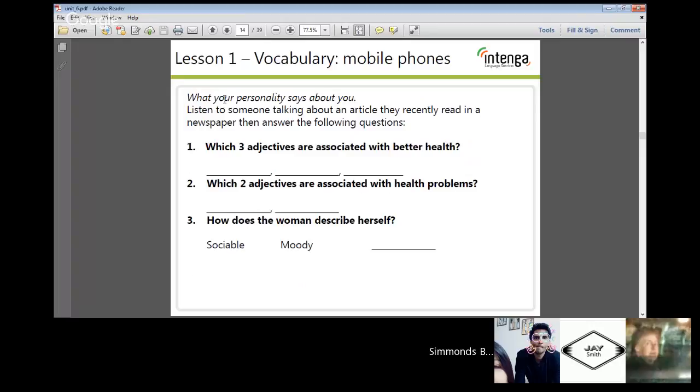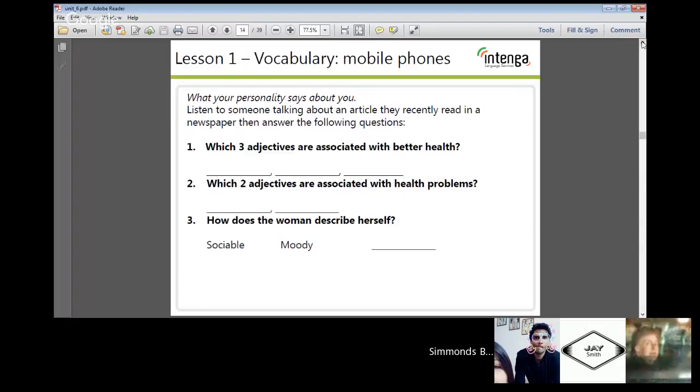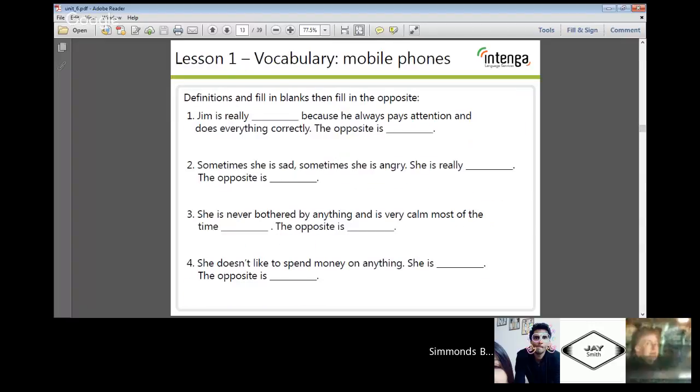I think we can do this one quickly. What your personality says about you. So no, that's not true. But that's it. So I can actually do this a different time. Okay. So we're basically coming to the end of class. All right. Does anyone have any specific questions about anything that we saw today?